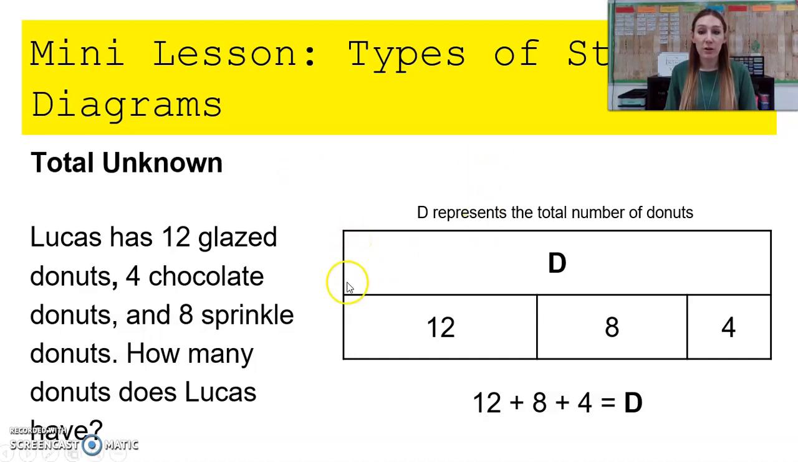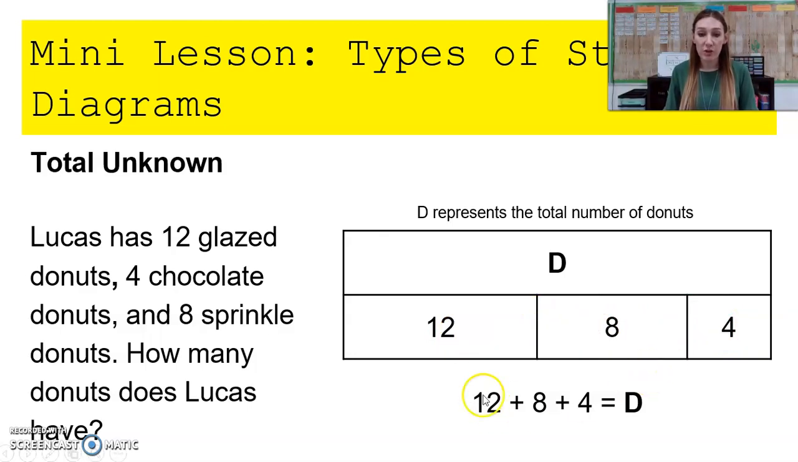So in our strip diagram, this top bar and these bottom bars are equal. Notice that they go the same length, meaning that they are equivalent or equal. So that means that this D up top, which represents the total number of donuts, has to be equal to all these bars on the bottom. So this 12, 8, and 4, when we combine them, it's going to be equivalent to D.